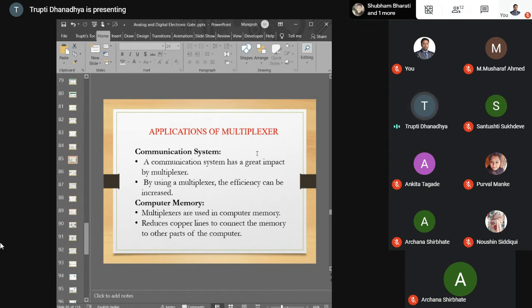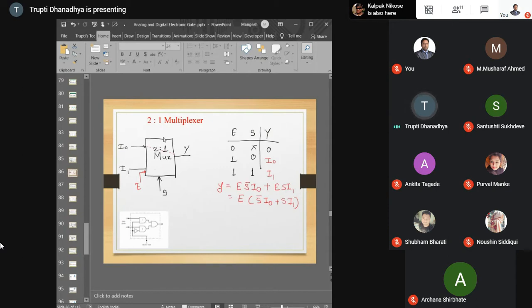Direct communication, just like an open loop combination. That's why the efficiency is more. Then computer memories: in each and every computer memory we are using the multiplexer, it reduces the copper lines needed to connect the memory to the other parts of the computer. So this is the application of multiplexer. There are many applications for the multiplexer, but some of them are here. Now next is the 2 to 1 multiplexer. I'm taking one example to design the multiplexer by using some relations. I'm going to explain that also.